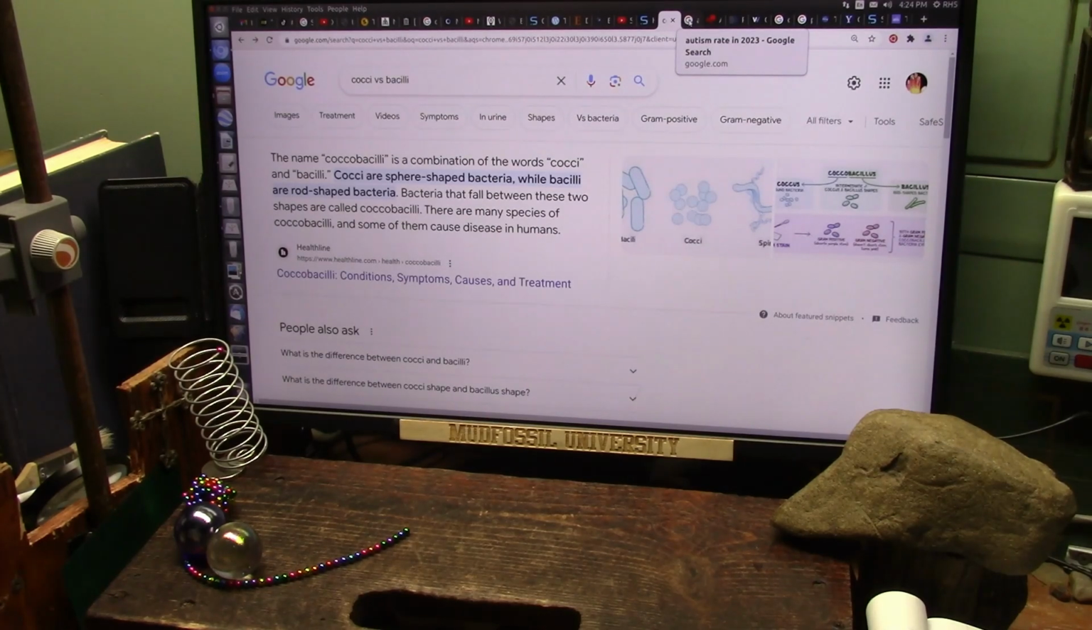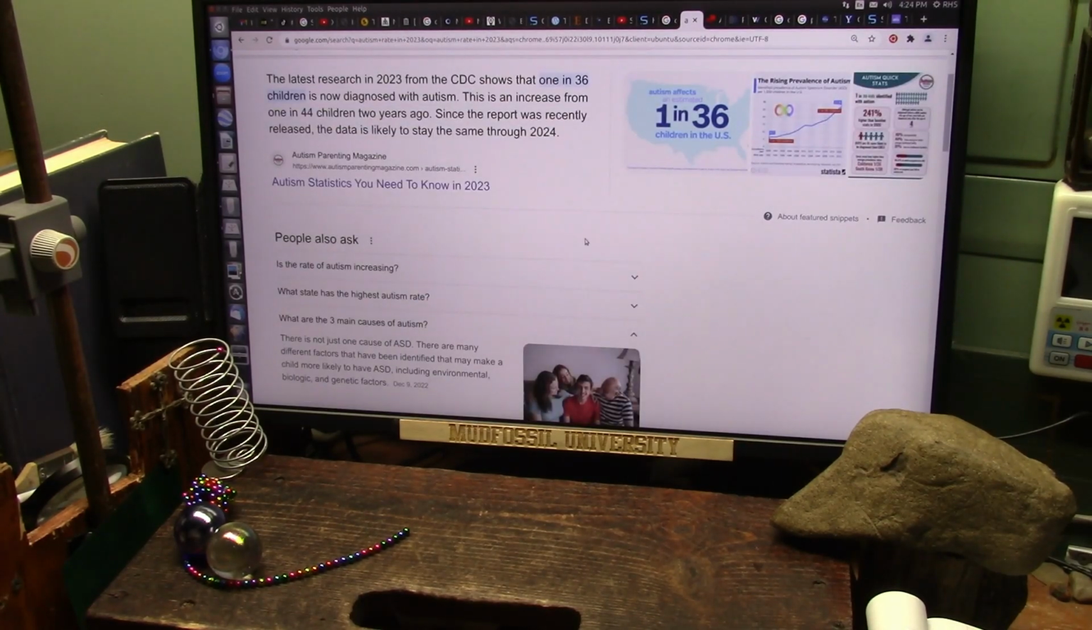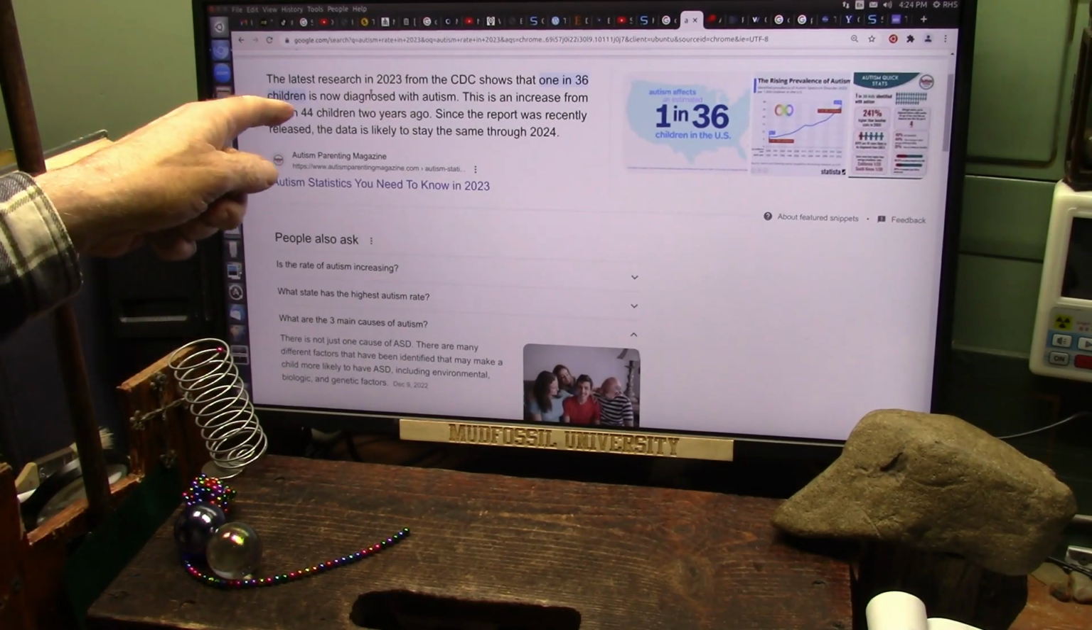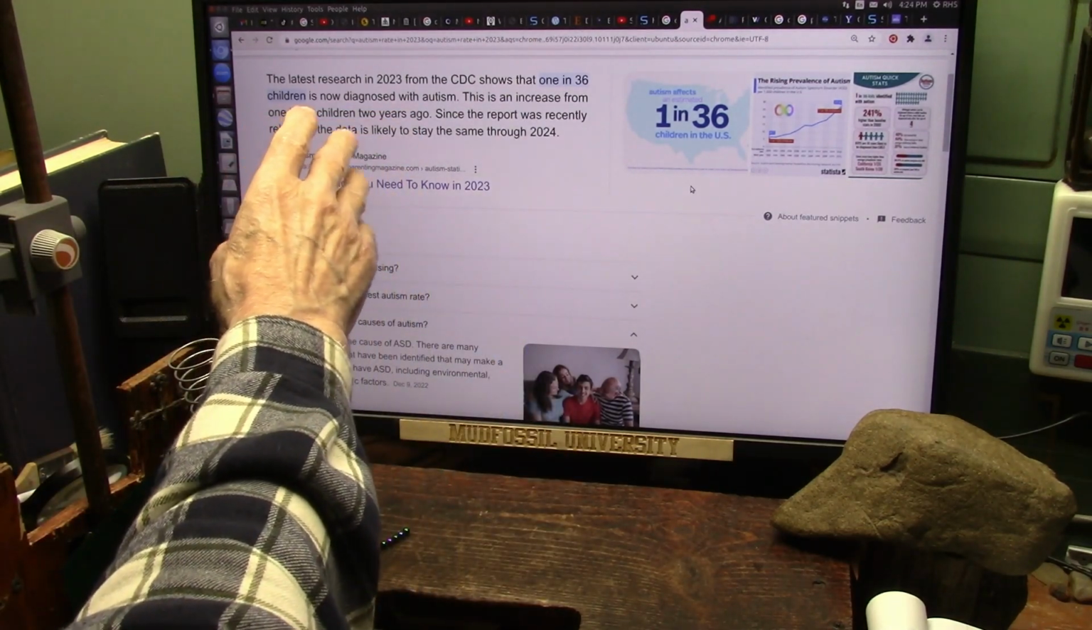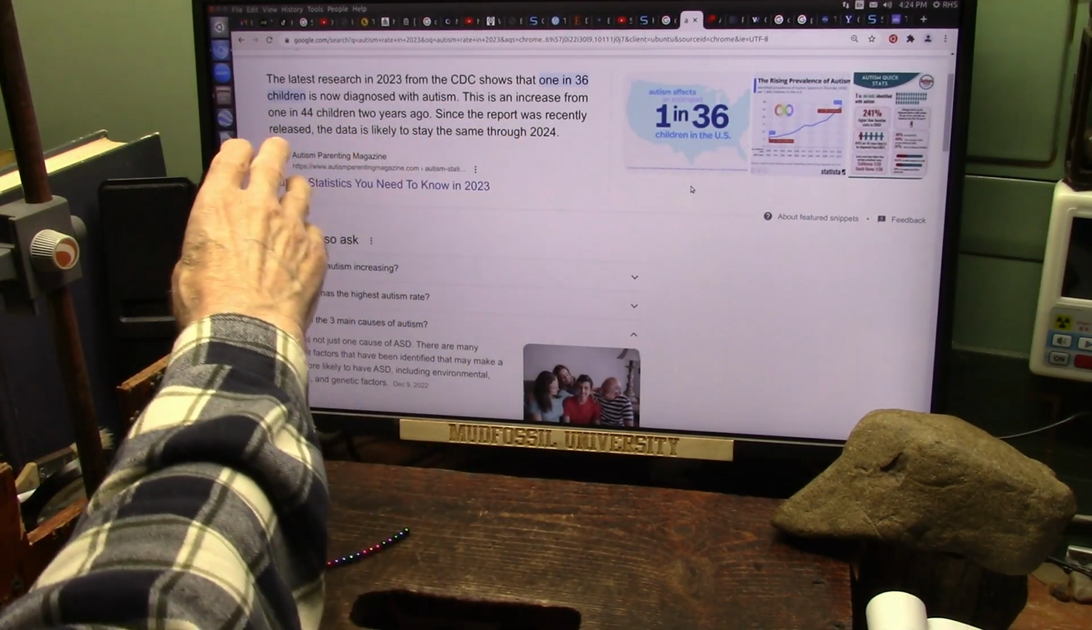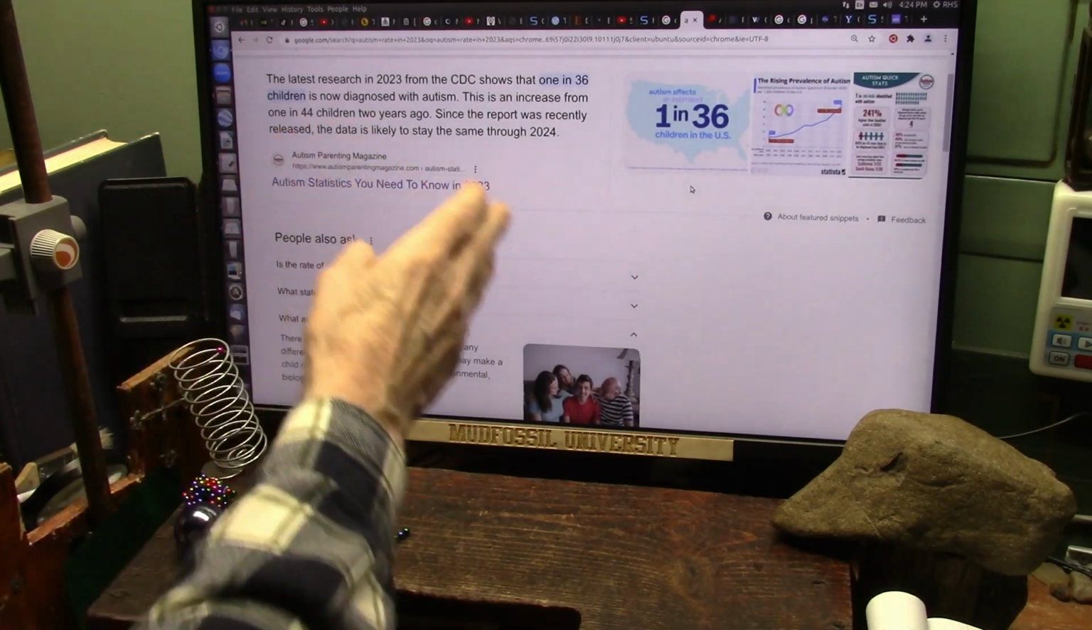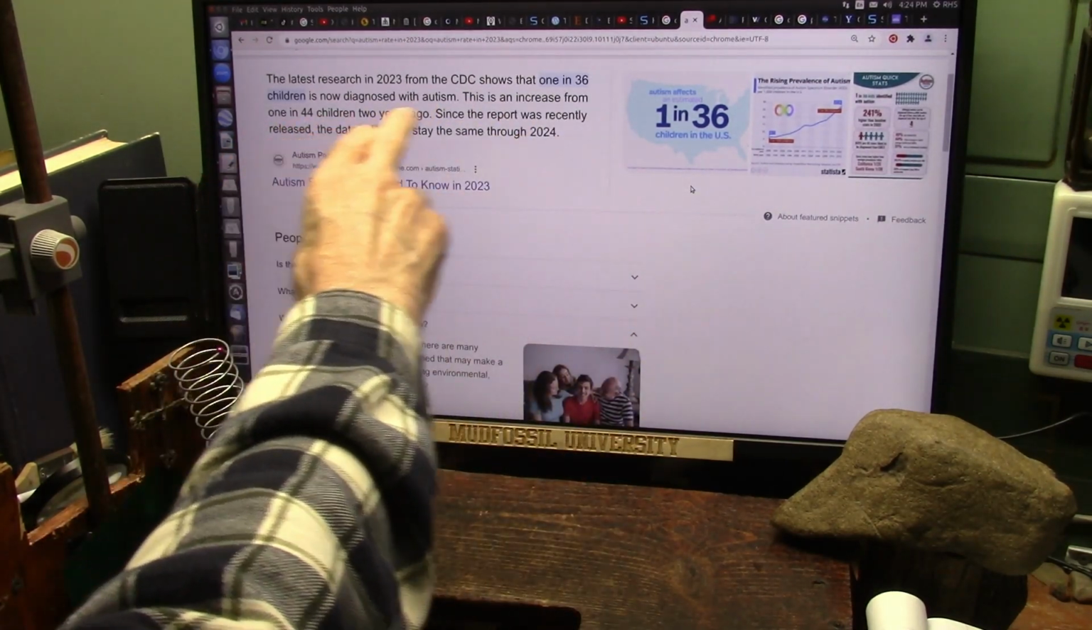All right, and first of all, let's talk about autism, because autism right now is a serious issue. It's the latest research in 2023 from the CDC shows 1 in 36 now diagnosed with autism, increase from 1 in 44 just 2 years ago. That's 2 years ago. That's a lot.